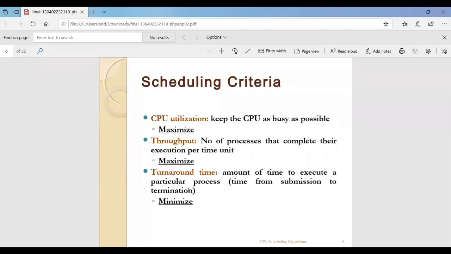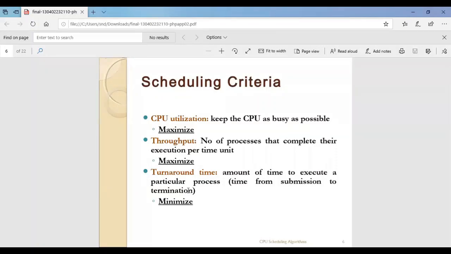Are you getting this? I'll give a real-time example. Suppose your college time is 10 o'clock. Okay. And from 10 to 11, my lecture is there. Suppose the OS lecture is 10 to 11. But you came into the class at 9:30. Okay. So what is your turnaround time? From 9:30 till 11 o'clock. So that is called turnaround time.